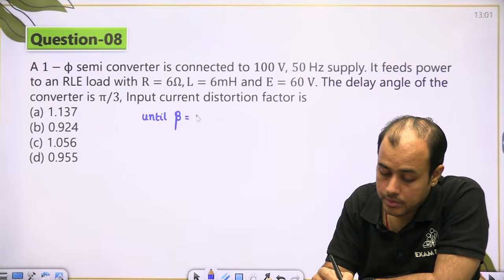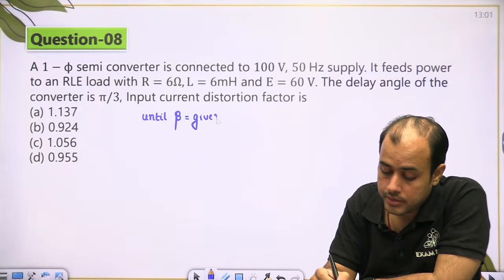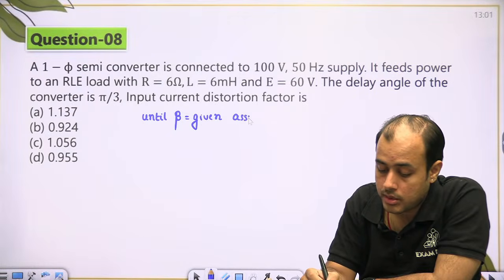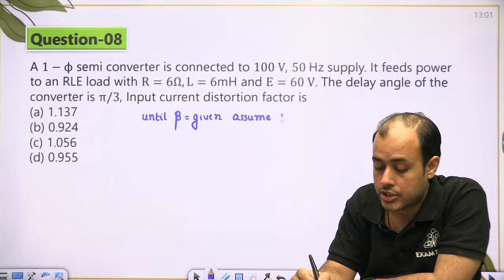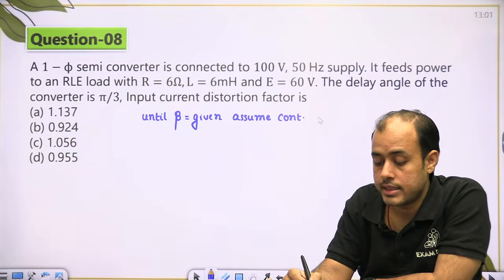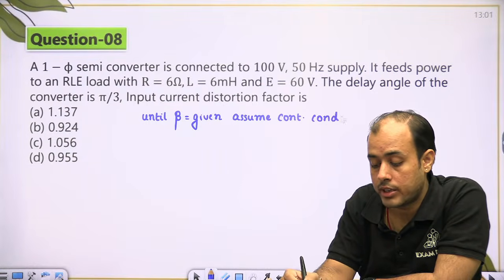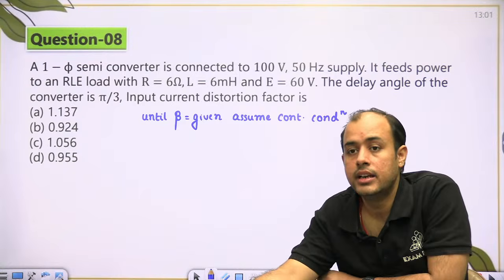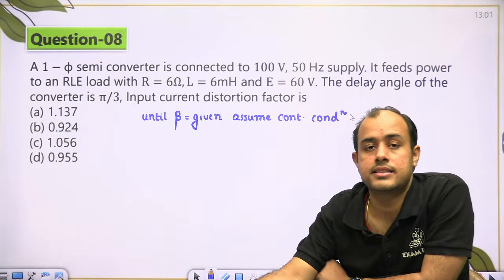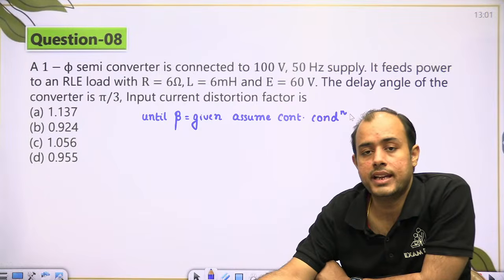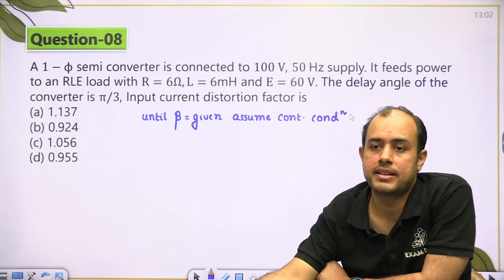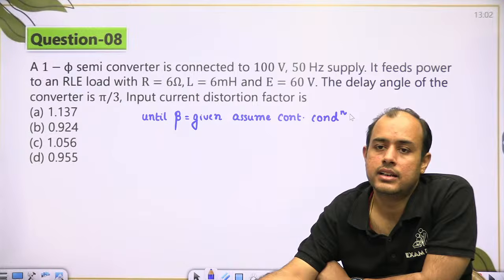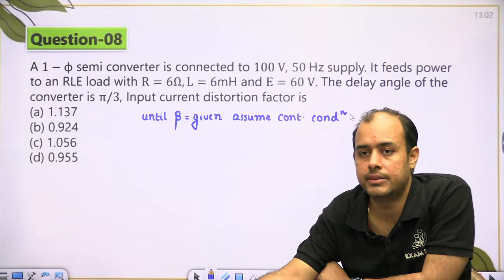Until beta is given, assume continuous conduction. ठीक है. जब तक बीटा ना दे दे आप continuous conduction ही लेके चलिए. You assume that the inductance is high enough to make I naught constant. आप ऐसा मानिए इंडक्टेंस काफी है करंट को कांस्टेंट रखने के लिए. चलिए.